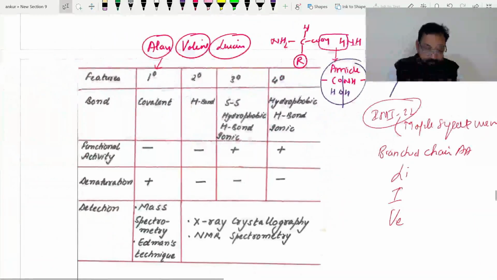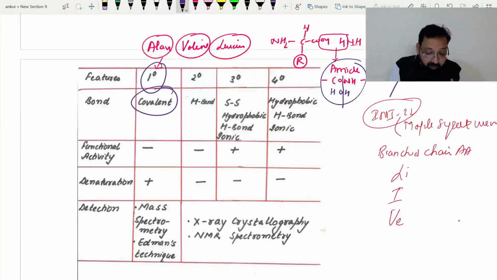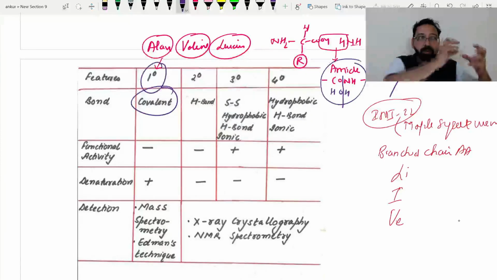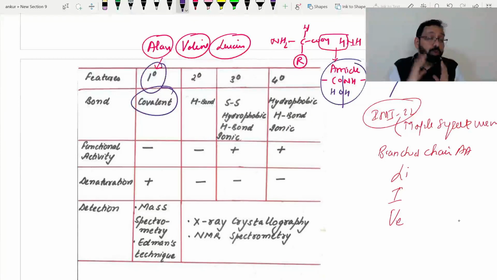I come to my main topic. Primary structure is stabilized by covalent bond. And suppose I give you a protein having 1000 amino acids. These 1000 amino acids will not remain in a linear chain. They may fold. You know, proteins are globular in shape. So these amino acids fold themselves.